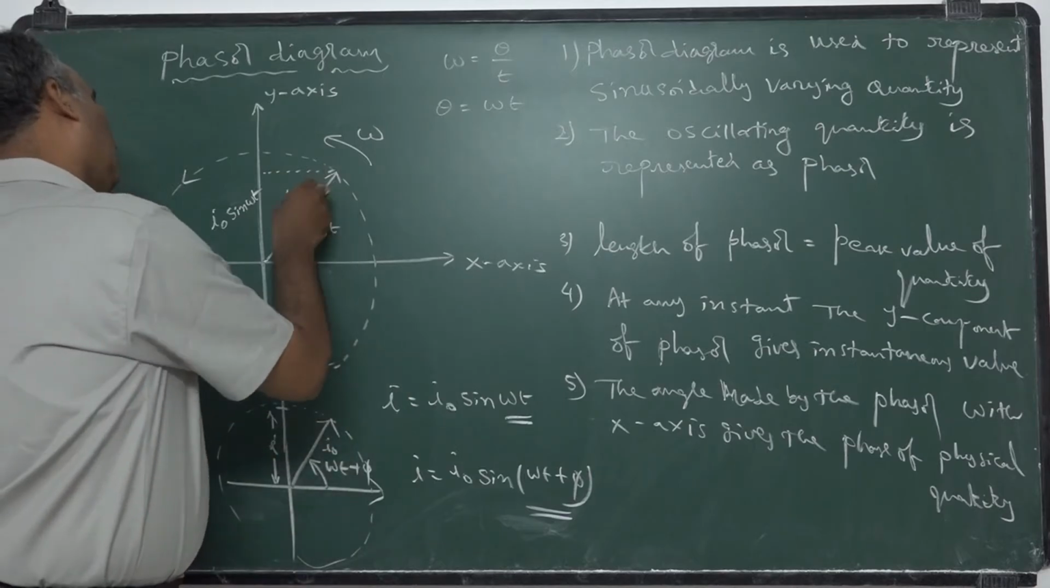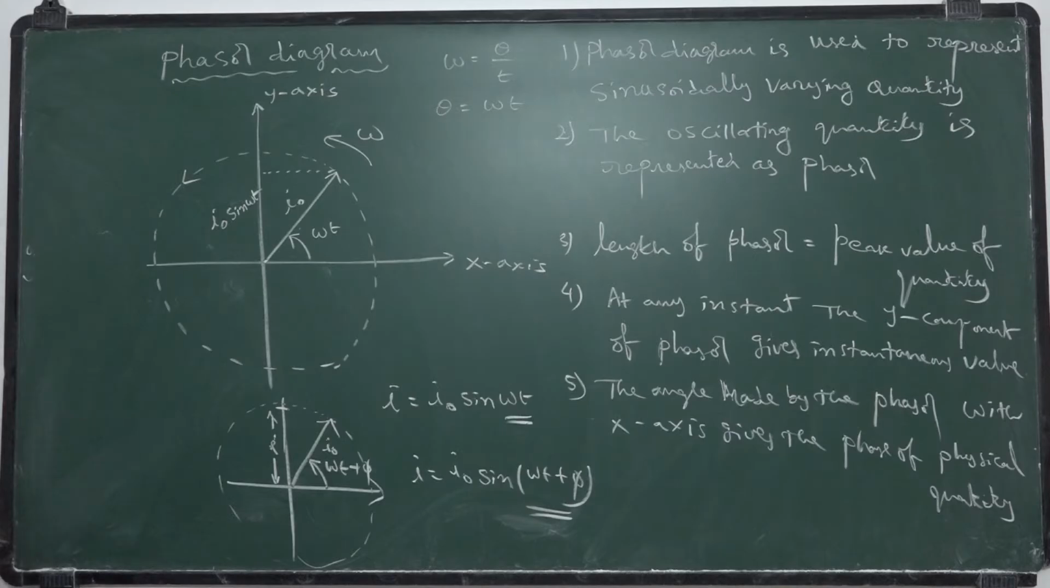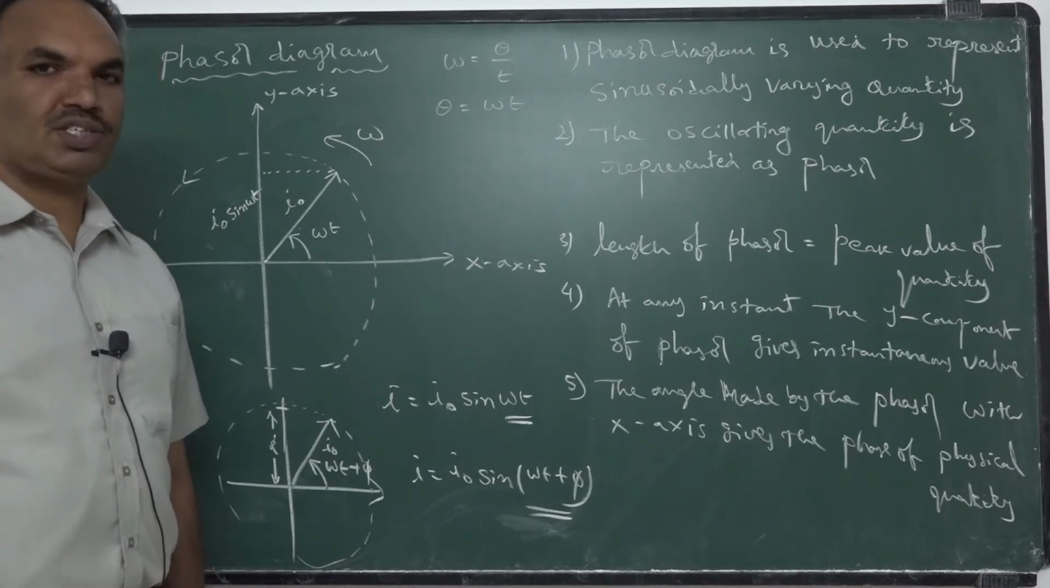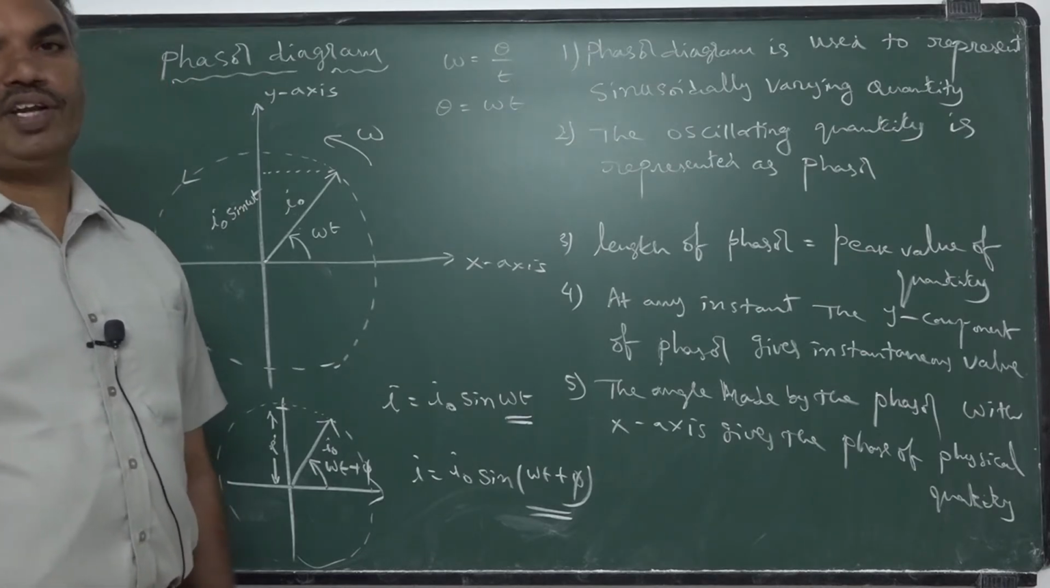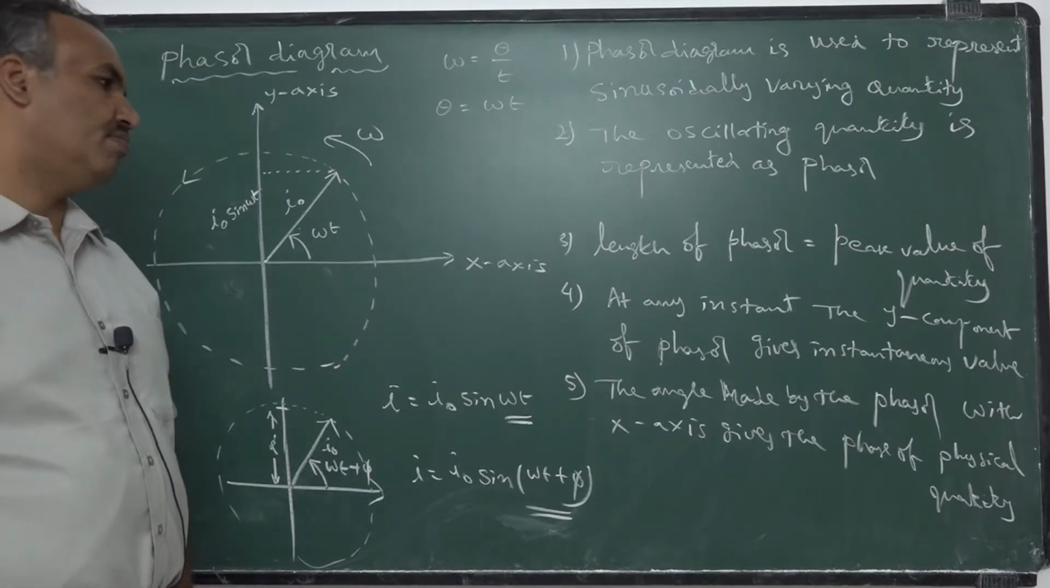The component or projection of this vector along the y-axis will give the instantaneous value of the physical quantity at a given time. So all these points you should take into consideration to study the behavior of alternating current in a circuit with a pure resistor, that means only one resistor is available, with a pure inductor, with a pure capacitor, or a combination of any two of the three, or all three in any combination.